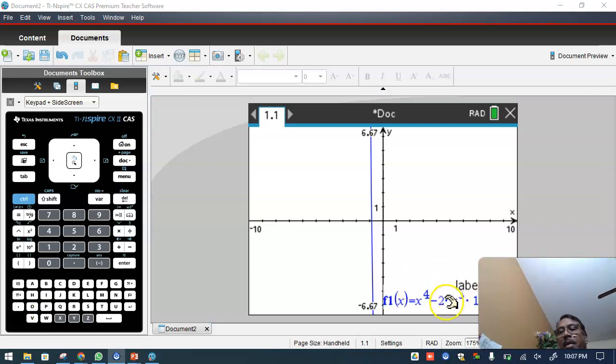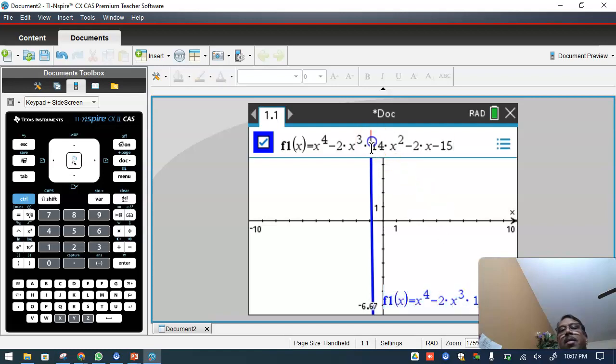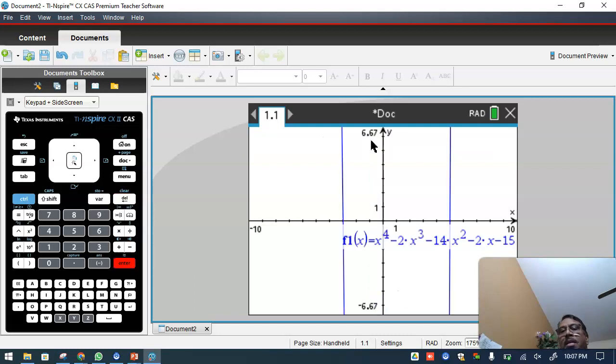I think I typed it wrong. So if you want to edit this, click on this one and here, and then go right. That's where I will need to change and put a minus sign there, and then enter. And you can see the graph crosses twice, and we don't know the other one. So you want to know what it is.